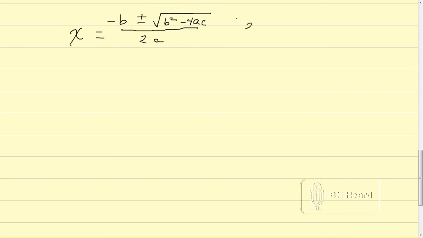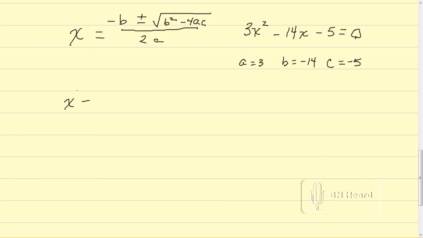Let's say we had an equation 3x squared minus 14x minus 5 equals 0. The first thing that we need to do is to identify our a, b, and c. We can see that a is 3, b is equal to negative 14, and c is equal to negative 5. Now all we have to do is plug those values into this equation, this formula.